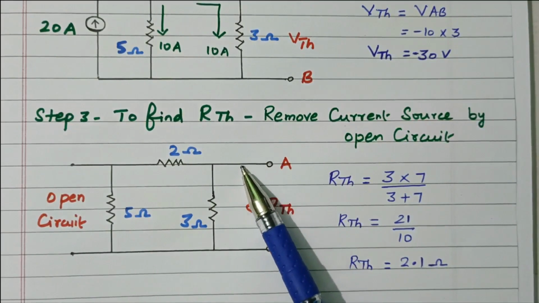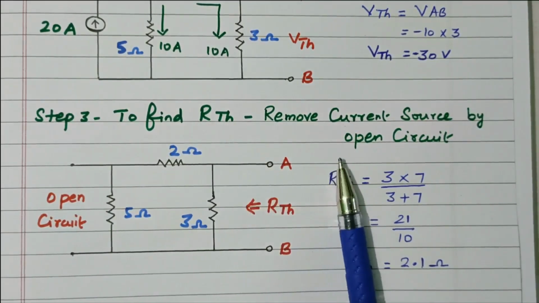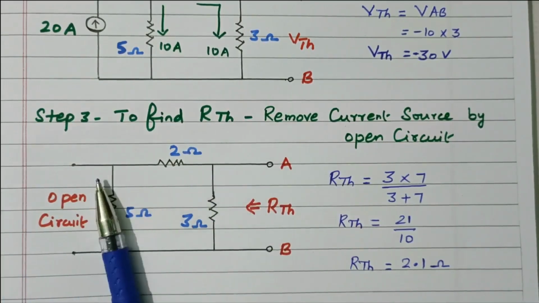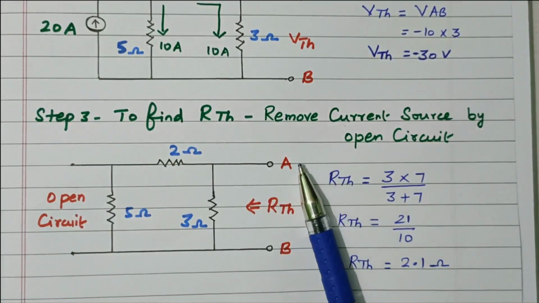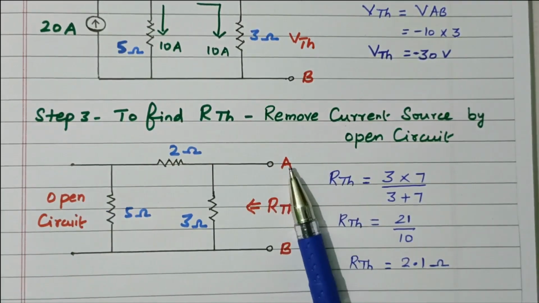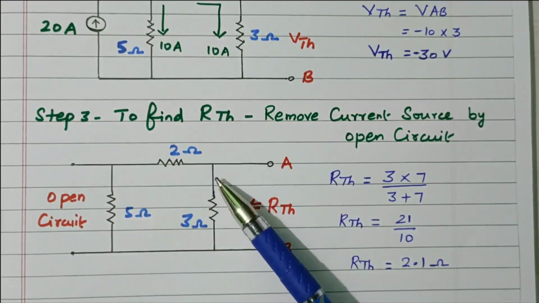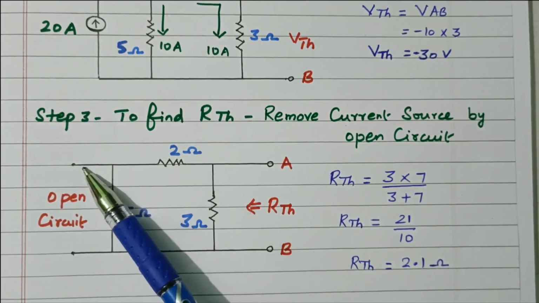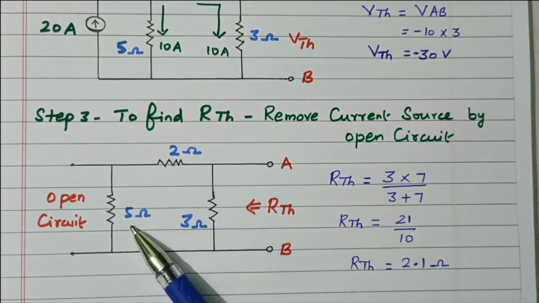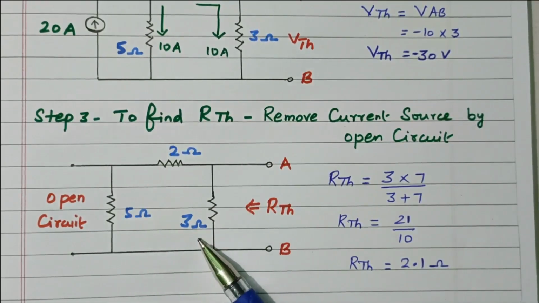We need to find what is the resistance across AB. So current will flow through this. At this point, the current is diverted. So we need to follow from the load side, not from the source side. That is the RAB, the R Thevenin. So current is diverted here. So this 3 ohm, and here 2 and 5 ohm is there. Current will not go to open circuit. So that 2 plus 5 ohm are connected in series. That is connected in parallel with the 3 ohm.